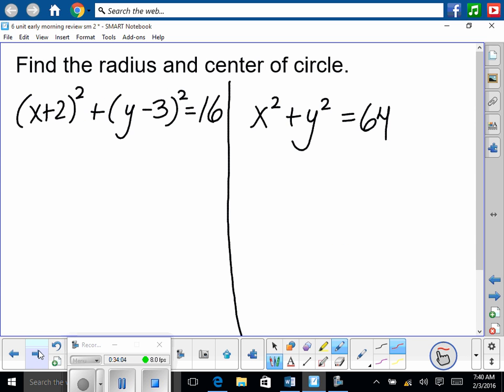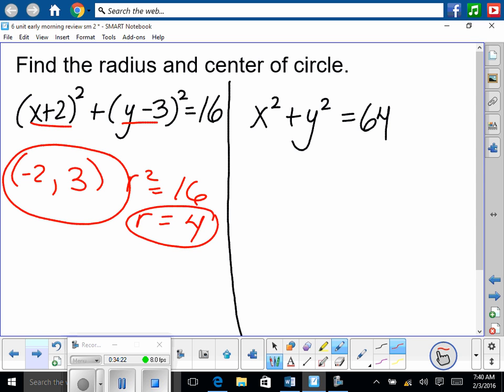Okay, find the radius and the center of the circle. So the center is at what? Negative 2. You go opposite, comma, 3. Good. My radius squared is 16. Therefore, my radius is 4.